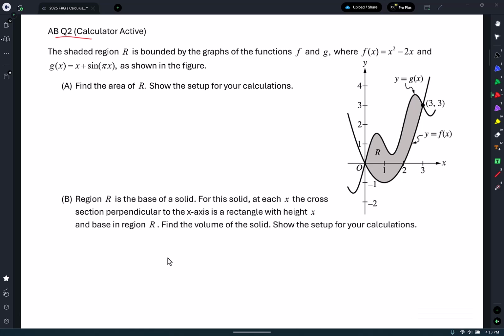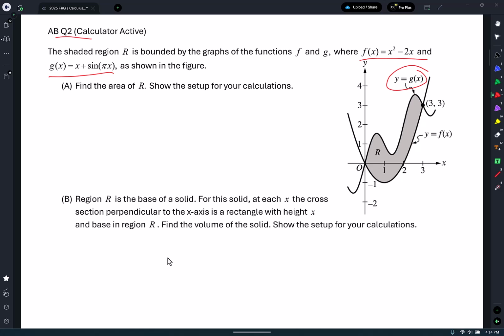The shaded region R is bounded by the graphs of the functions f and g, where f of x equals x squared minus 2x, and g of x equals x plus sine pi x, as shown in the figure. All right, so hopefully we can tell, we all took pre-cal, you can tell the linear and sinusoidal properties is this one, plus they give it to you, g of x, and this guy's f of x, perfect. Find the area of R, show the setup. First thing I would do, I would plug this into my calculator and plug this into my calculator.